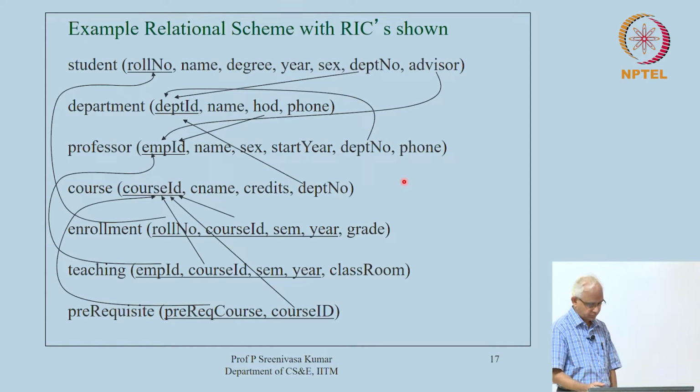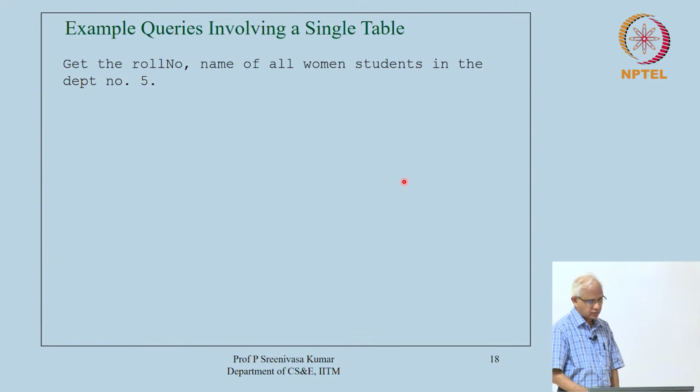SQL querying portion. Okay. So, let us look at probably the same kind of query that we started off with when we were looking at relational algebra, tuple relational calculus. Get the roll number and name of all girl students in the department number 5. This involves a single table.